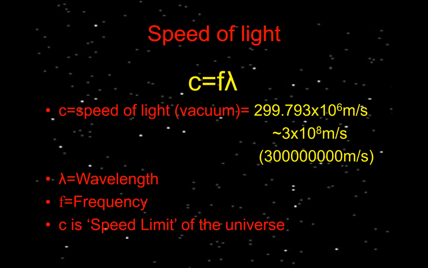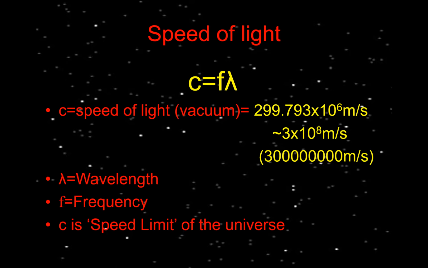Now, when we talk about light, there is a very specific limit, and that speed limit is the speed limit of the entire universe. The speed limit of the universe sits at about 3 times 10 to the 8 meters per second, or about 299.7 times 10 to the 6 meters per second. So this is incredibly fast, but nothing in the universe can exceed this speed. And light, at least in a vacuum, will travel at exactly this speed.